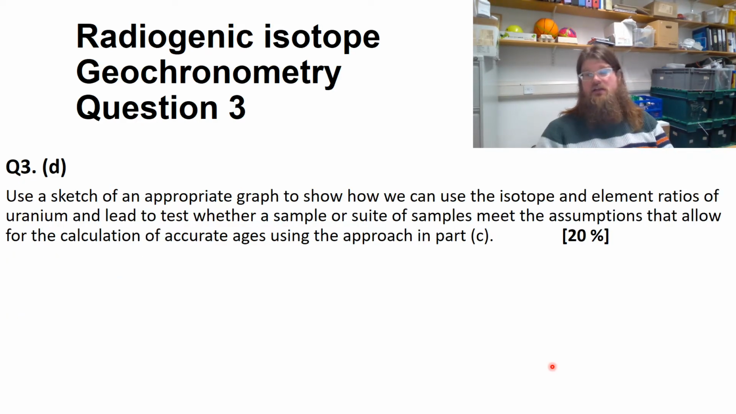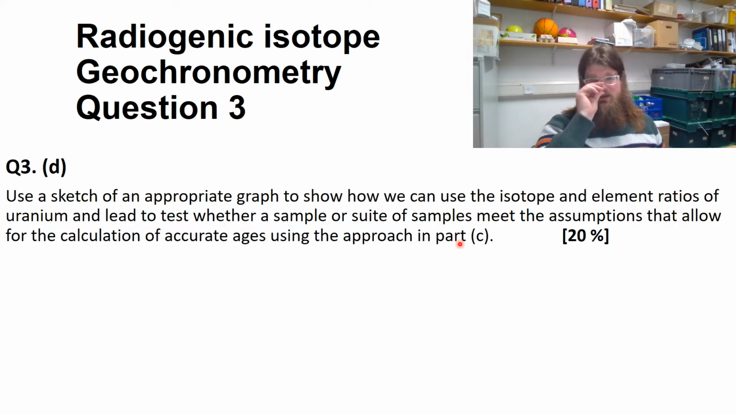Okay, so the last two parts really ask you to draw some of the graphs of the uranium-lead system, to show how we can use measurements of uranium and lead to check the assumptions that have gone into that previous age calculation. So the question asks you to just draw a graph that we can use to show that the assumptions of a closed system, so that we haven't lost or gained any parent or daughter isotope, are true, and therefore we can use the approach in part C to calculate the age.